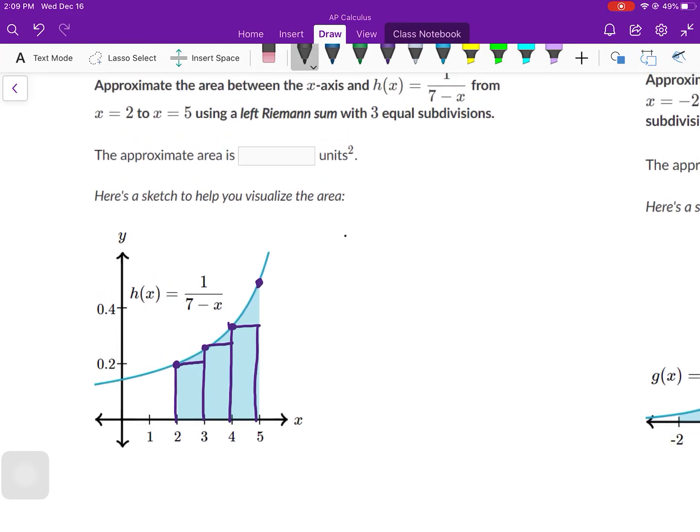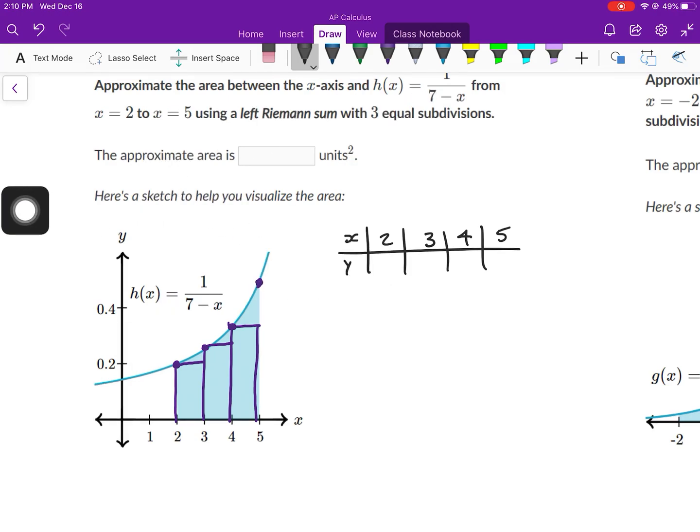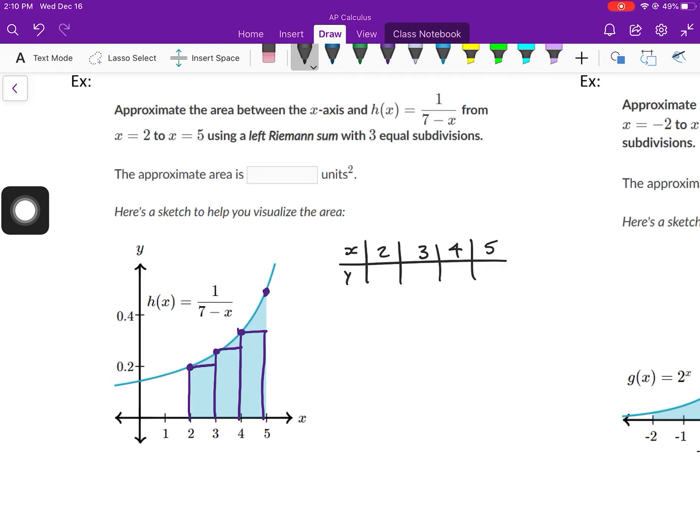So how do we come up? Let's just write a table for this. It's going to make things a little bit easier. So we're starting with the x value of 2, and then 3, then 4, and then 5. And then we're going to plug it in to come up with the values. So if I plug in a 2 to our function here, I get h of 2 is going to be 1 over 7 minus 2, which is 1 over 5. And then if we plug in a 3, you get 1 over 4. Plug in a 4, you get 1 over 3. Plug in a 5, you get 1 over 2.